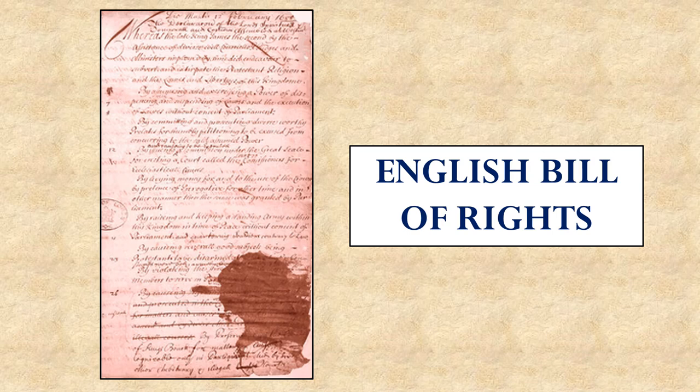This is one of those things that eventually had a great influence on the founding of the United States of America, as the colonists that came to settle here looked back at this English Bill of Rights and said, you know what, there are certain things that the king shouldn't be doing, and if he's doing them, he's not a good king, and we have a justification to rebel against him.